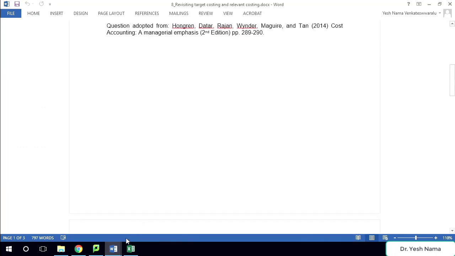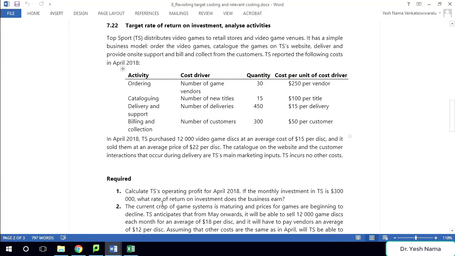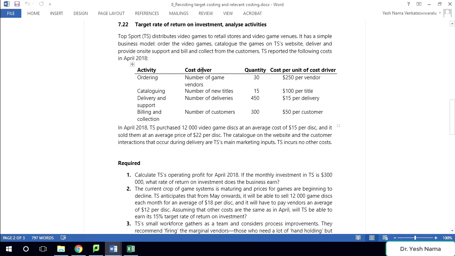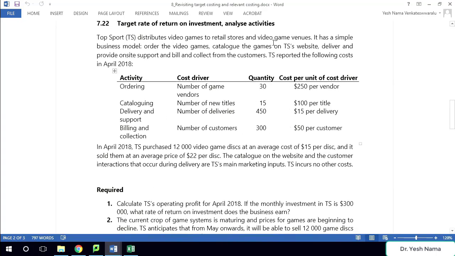So let's move on to the next question then. This is on target rate of return on investment, and this also uses some ABC type concepts. So Top Sports distributes video games to retail stores and video game venues. It has a simple business model. Order the video games, catalog the games on the company's website, deliver and provide on-site support, and bill and collect from the customers. The company reported the following costs in April 2018.